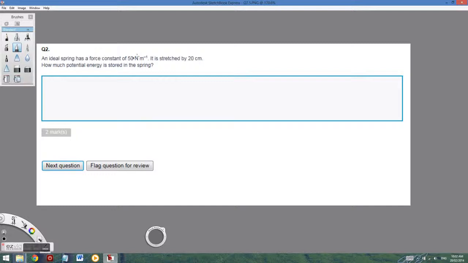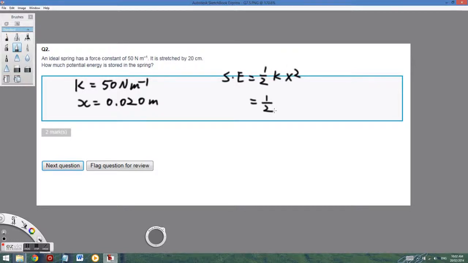Now have a look at this question. We have a spring with a spring constant of 50 newtons per meter, stretched by 20 centimeters. Remember, convert them to meters. How much potential energy is stored in the spring? Remember the spring energy equation: half kx squared. Put all the values in.